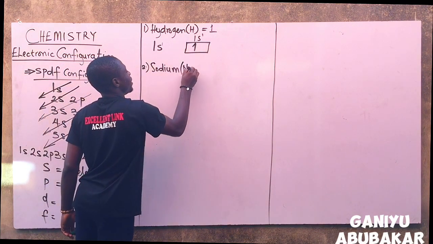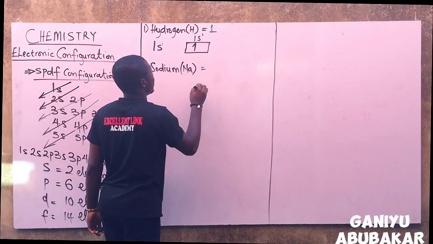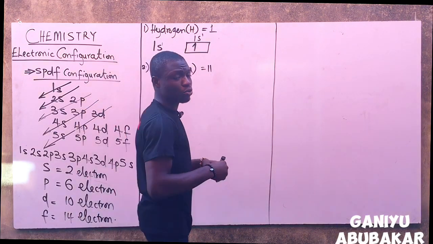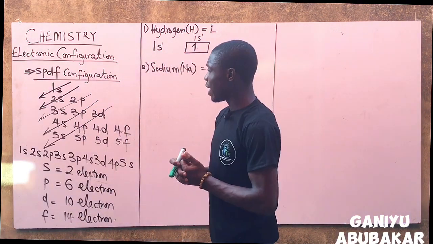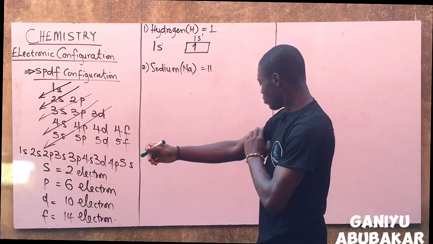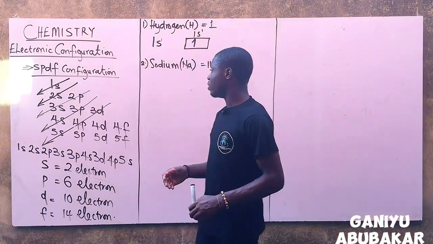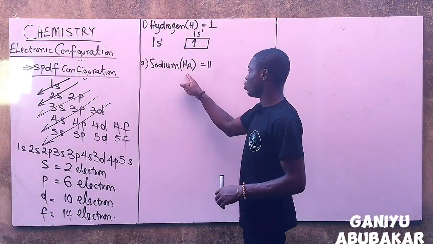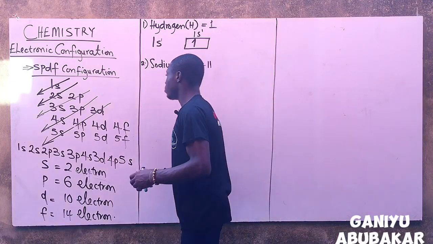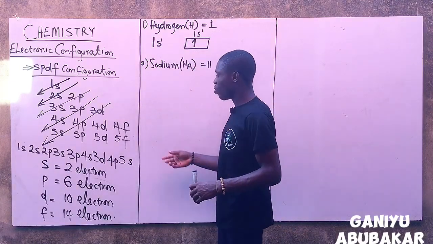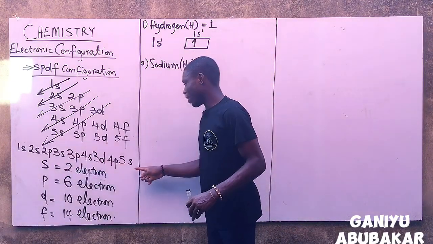Sodium, that's Na. Atom number what there? 11. So let's try to get the SPDF configuration for sodium. All right, let's try to get the SPDF configuration for sodium. Your task is quite simple. Just recall your pattern, this pattern here.